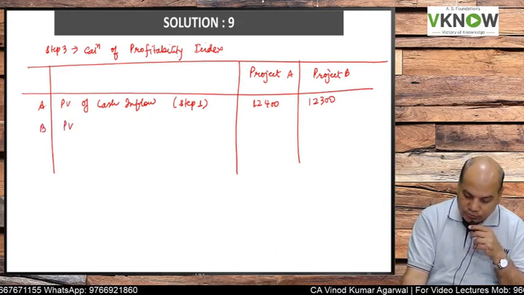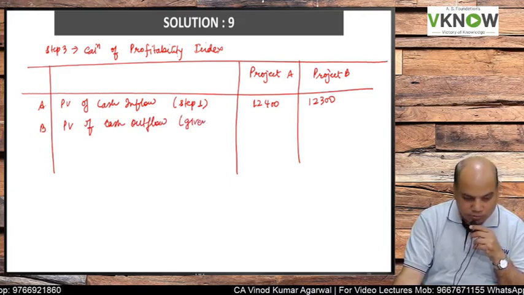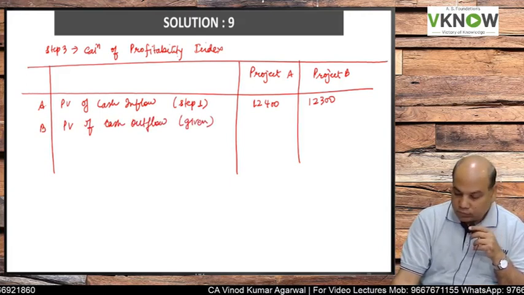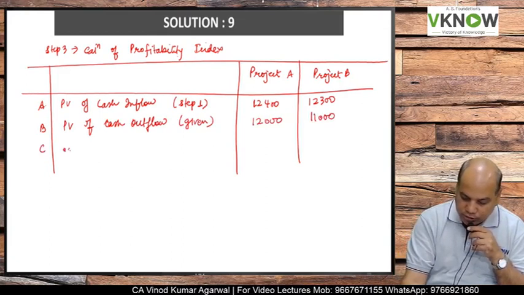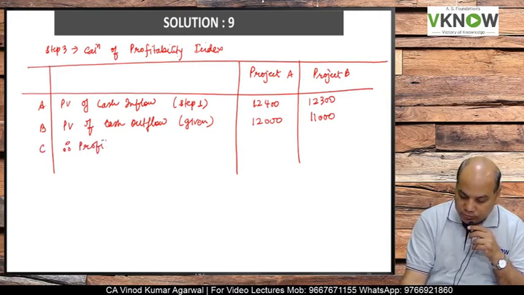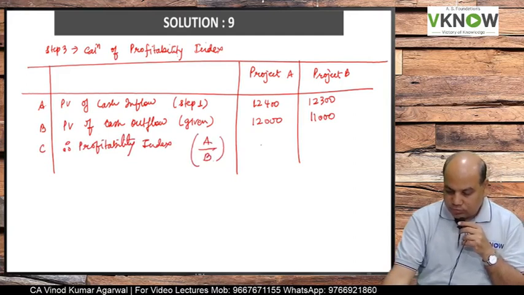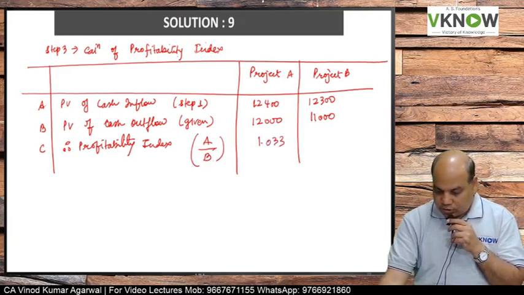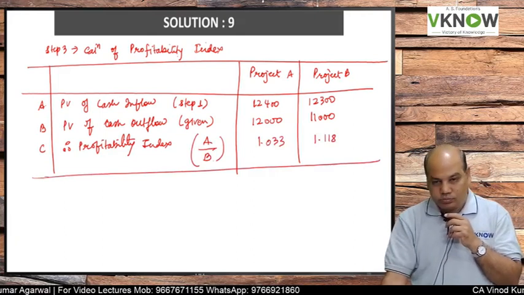Point number B. PV of cash outflow, which is given in the problem's first paragraph. 12,000 is for project A and 11,000 for project B. So therefore profitability index formula is A upon B. 1.033 and 1.118.